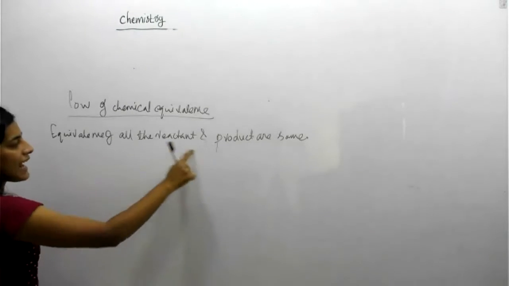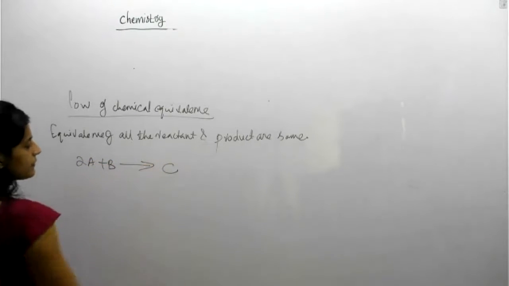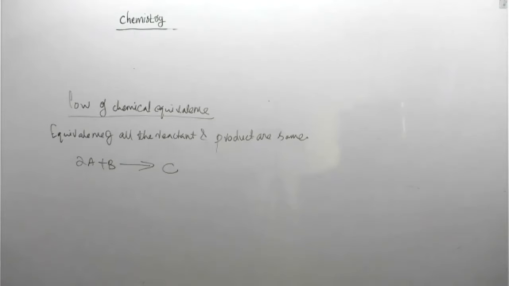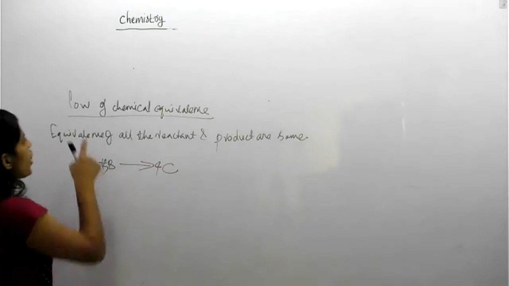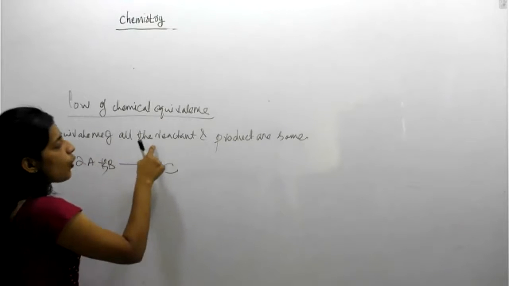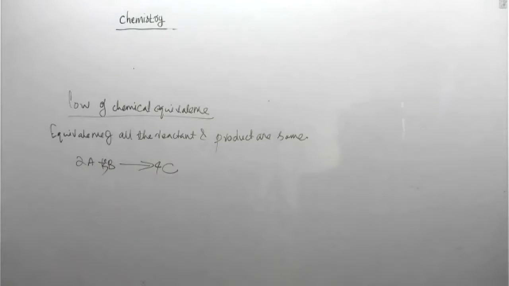Suppose reactants and product are as follows: 2A plus 3B gives 4C. According to the law of equivalence, all the reactants and products have the same equivalents. So according to that law, equivalents of A is equal to equivalents of B, which is equal to equivalents of C.